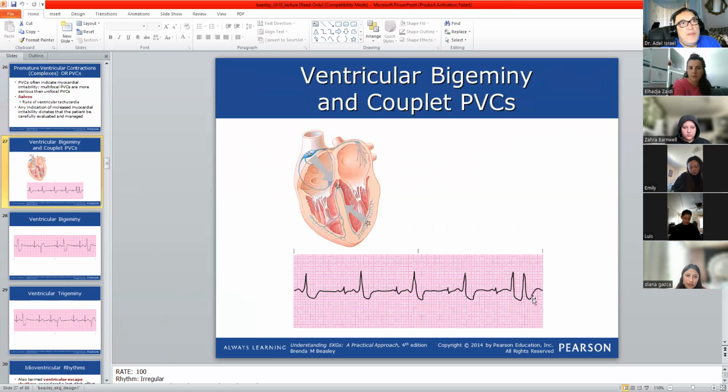We talked about this before. So this is a couplet and at the same time bigeminy. Why bigeminy? I need one to tell me why this one. Of course, we learned together that this is a couplet. But why did they say it is bigeminy? I need one to share with me, please.